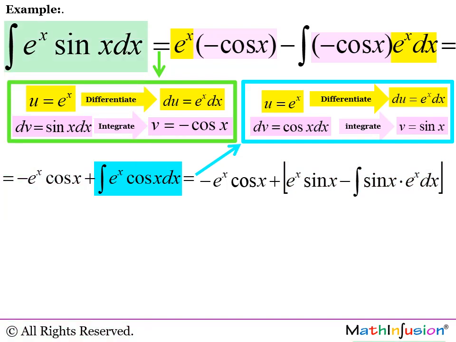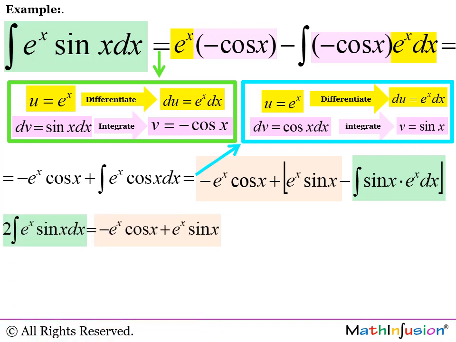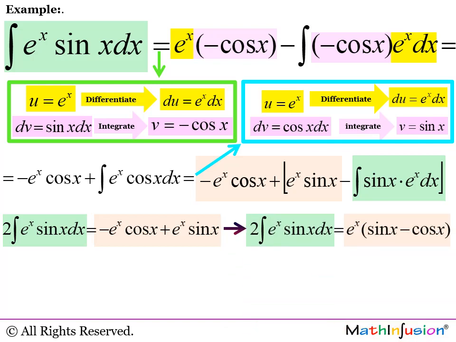If you look, everything is kind of equal, so I get that the integral of e to the x sine x dx equals this part minus the other integral, which is the same. So I get 2 times the integral of e to the x sine x dx equals negative e to the x cosine x plus e to the x sine x. So I can solve for my integral.